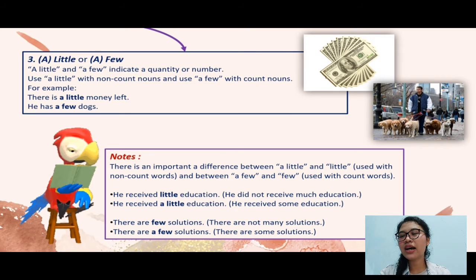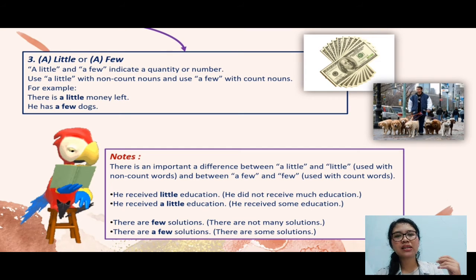If I say, for example, little versus a little: if I say he received little education, this means he does not have enough education. So he didn't receive much education. But if I say he received a little education, it means that although he received some education, that education is probably enough. So yeah, that is the difference between little and a little.